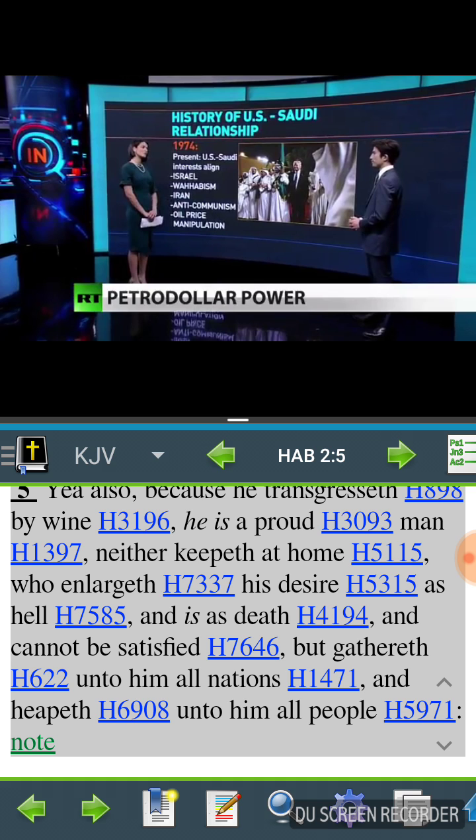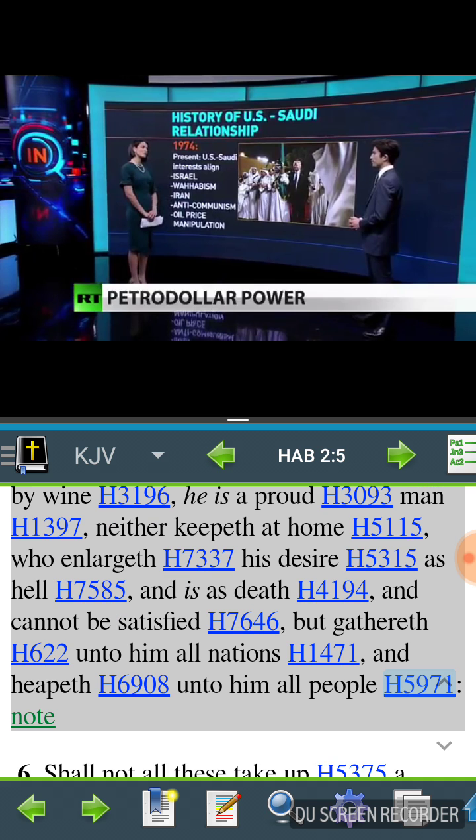So they don't keep at home, just like they did when they were the Romans. They kept expanding their empire, forgot about their main core, Italy, Rome, and guess what? They collapsed their economy. Same thing's going to happen with America. Neither keep it at home, who is largest, his desire is hell, and is as death, and cannot be satisfied, but gather unto him all nations, and heapeth unto him all people.